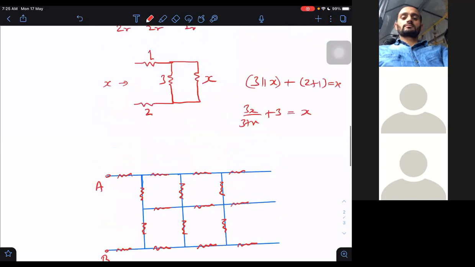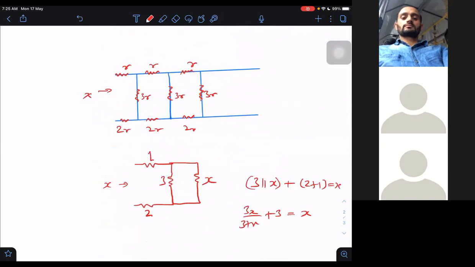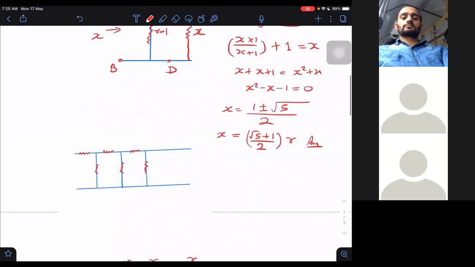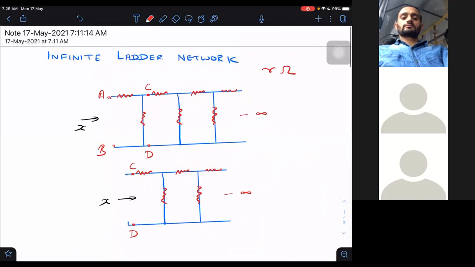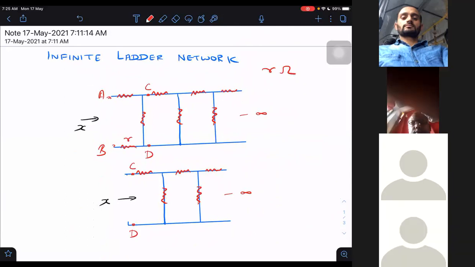One more thing I would like to say here. Sometimes you may find the beginning resistance to be given somewhat different, like all are R, but in the beginning they may have given one more R, like this. Would you be able to get the answer for that question also? Yes, sir. How to get?